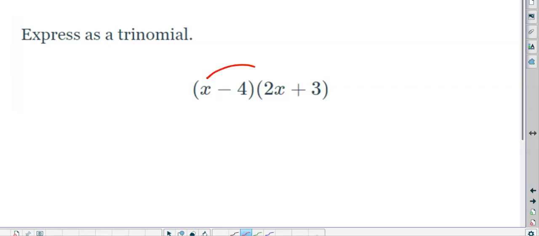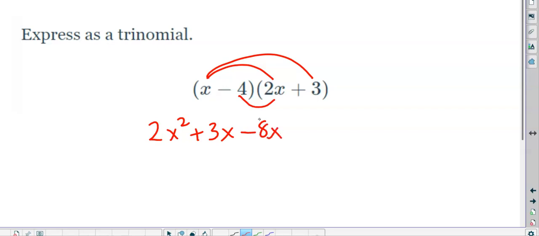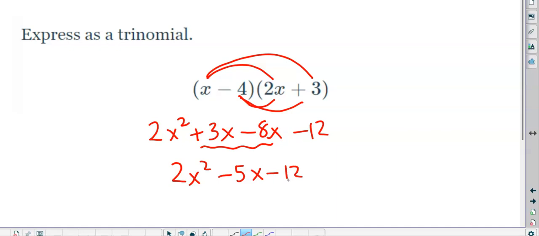So I'm going to use the double distributing method here. I'm going to get 2x squared. That was my first terms. Now my outside terms, right? Sometimes people call this foiling. Then my inside terms, and then my last terms. Typically, your like terms will be in the middle, and when you are done simplifying, you'll get a trinomial.